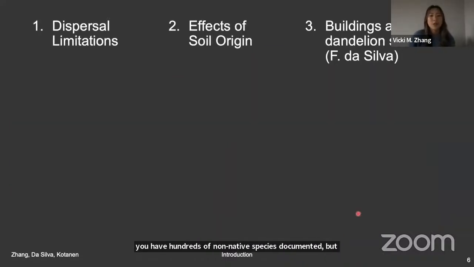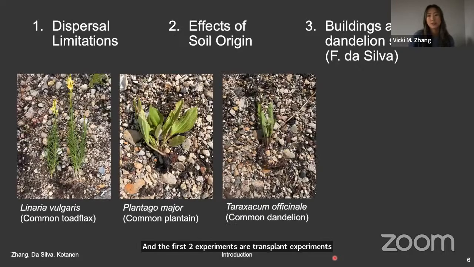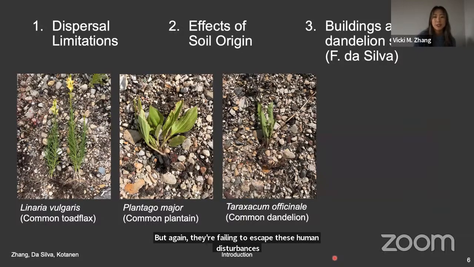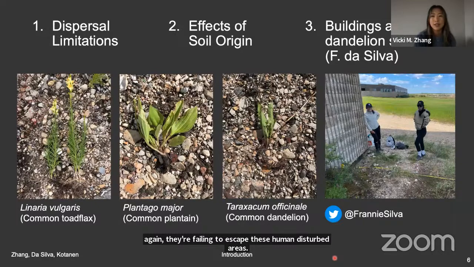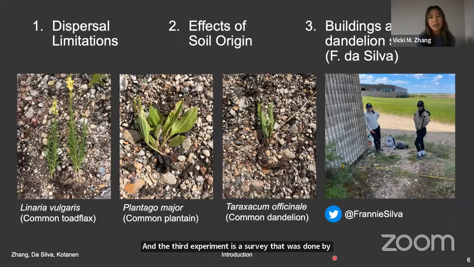So for today's talk, I'm going to be presenting some preliminary results from 3 different experiments. The first 2 experiments are transplant experiments where we translocated 3 focal perennial species into the tundra and boreal forest. These are 3 species that are locally common in Churchill, but again, they're failing to escape these human disturbed areas. And the third experiment is a survey that was done by Francine with the help of an undergrad student, Brianna, and this was conducted this summer as part of Francine's master's thesis.